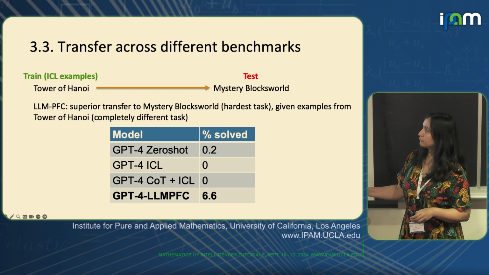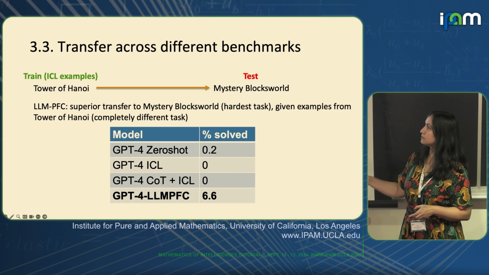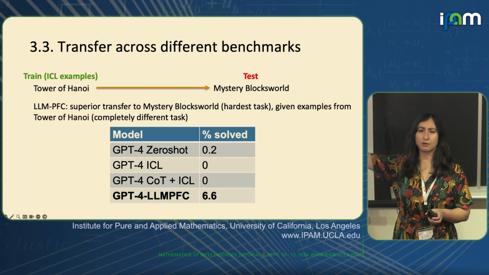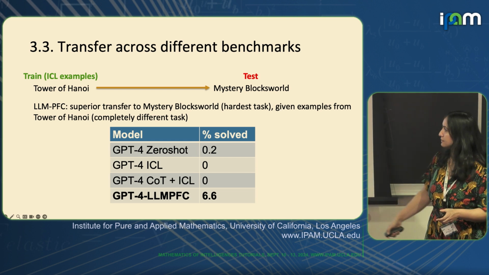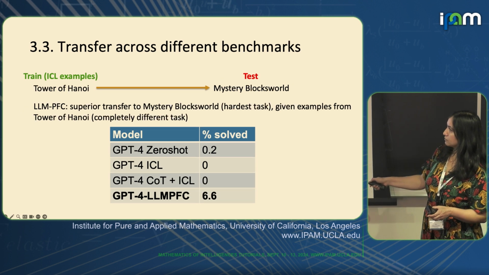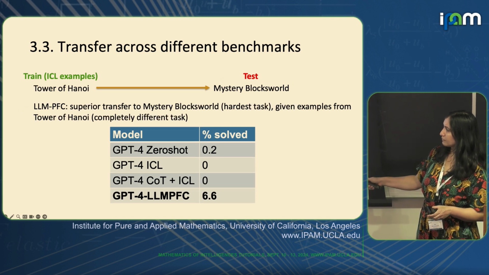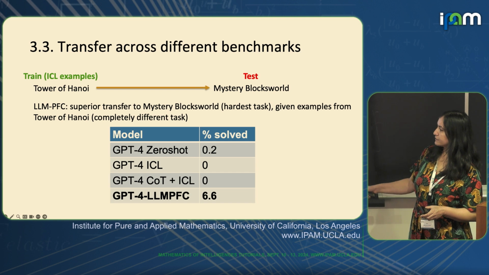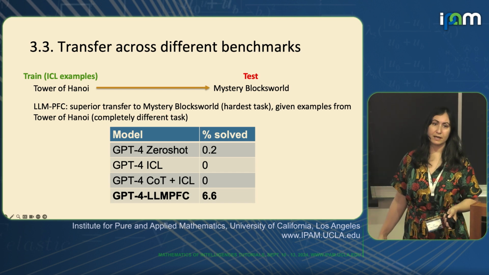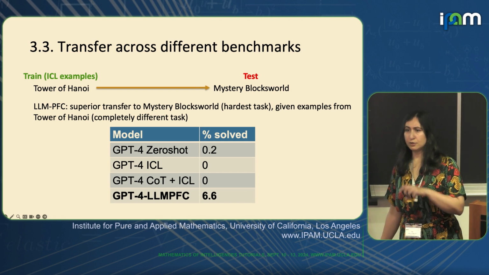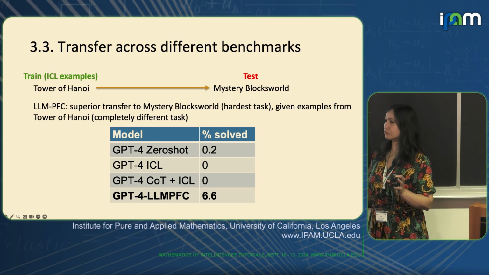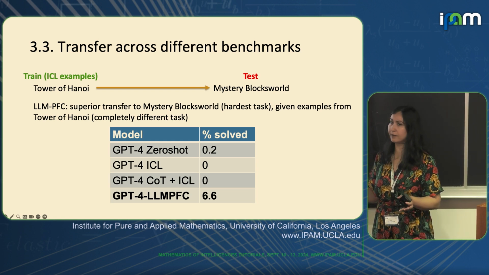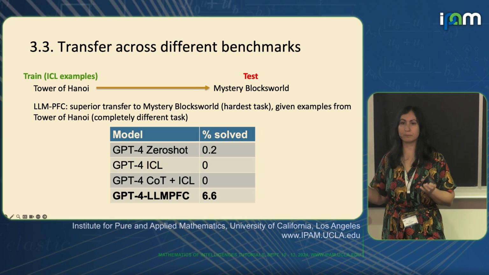So let's say that we give it examples of Tower of Hanoi, and then we tested on Mystery Blocks World, which is the most difficult task in PlanBench, as you saw. Zero shot is at 0.2. The other methods are at 0% on this, and then LLM-PFC is at 6.6. So transfer, promising-ish, but not incredible. It's not blowing my mind.